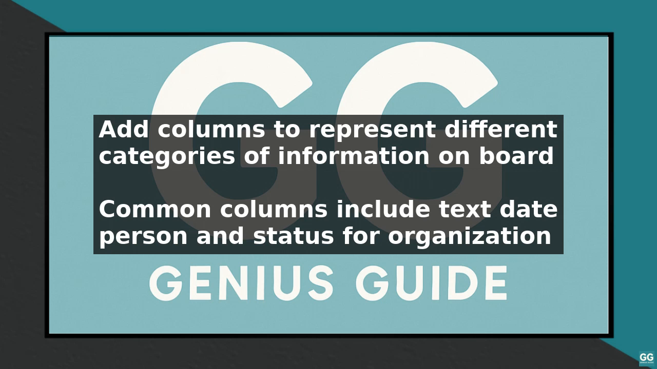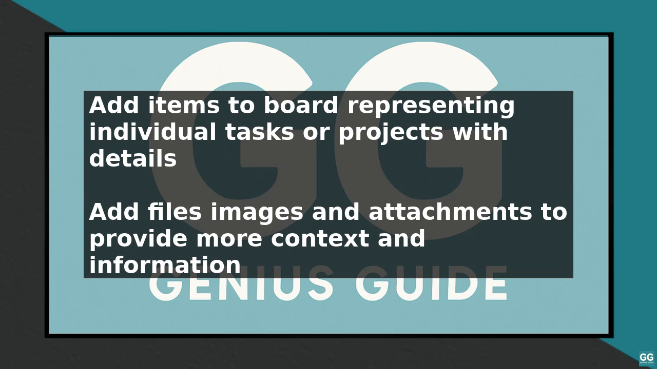Next, add items to your board, which represent individual tasks or projects. To add an item, click on the plus sign at the bottom of the board and fill in the relevant information. You can also add files, images, and other attachments to each item to provide more context.